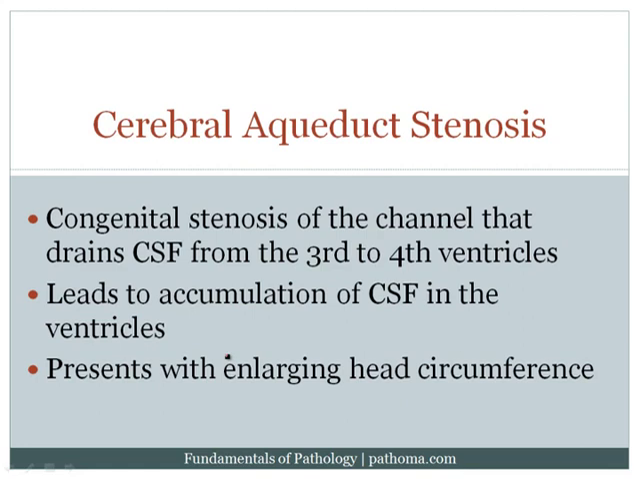Cerebral aqueduct stenosis is congenital stenosis of the channel that drains CSF from the third to fourth ventricles. Now remember that within the ventricles you have something called the choroid plexus, and that makes the CSF. The CSF then flows from the lateral to the third ventricle, and that's via the foramen of Monro, and then from the third to the fourth ventricle via the cerebral aqueduct. And so if you have cerebral aqueduct stenosis, then you will not be able to drain CSF through the ventricular system, and instead CSF will accumulate within the ventricles. This will result in enlargement of the ventricles called hydrocephalus, and because this is presenting in an infant, the head will then enlarge, and this will present with an enlarging head circumference.